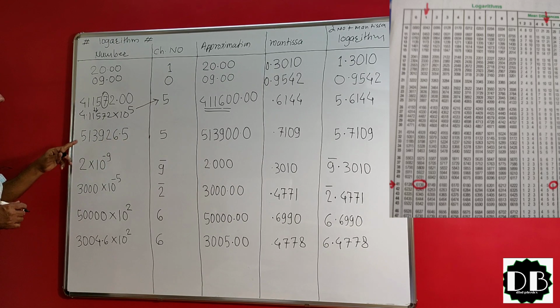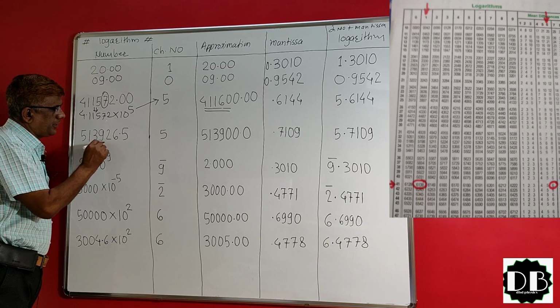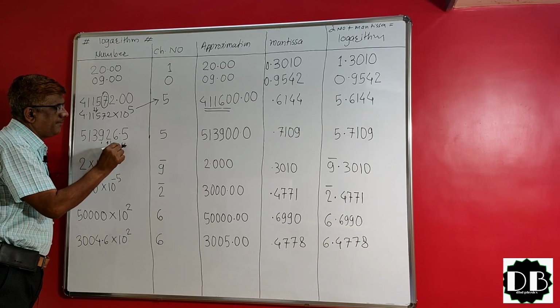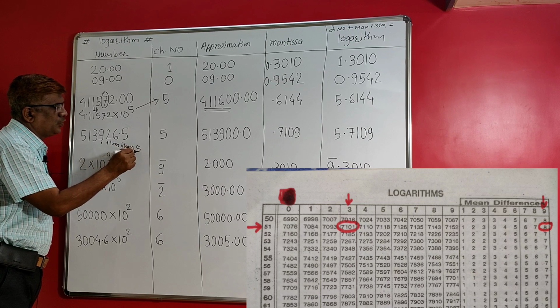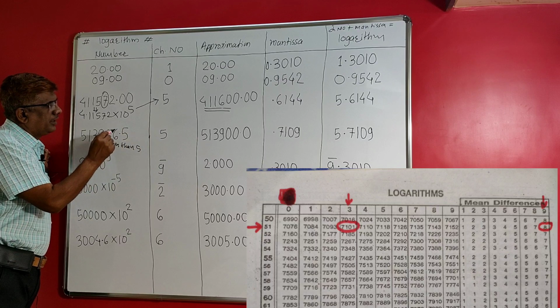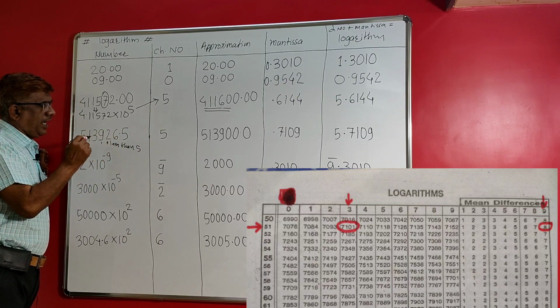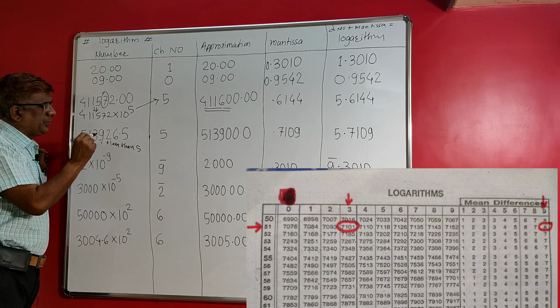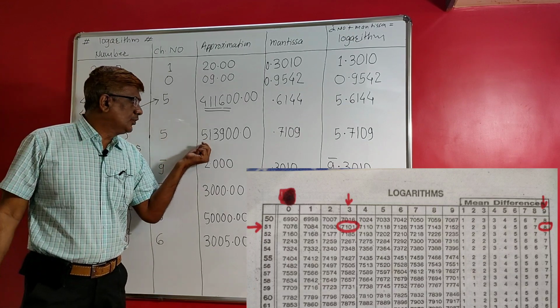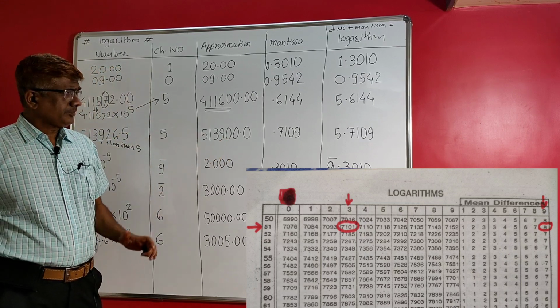5013926.5. Character number once again 5. Approximation is, here is the fourth digit. Here is the sixth digit. Sixth digit is less than 5. So from here you can write 0 instead of 6, write 0 instead of 5, write 0, and 51390. So that we have 513900. Character number is 5.